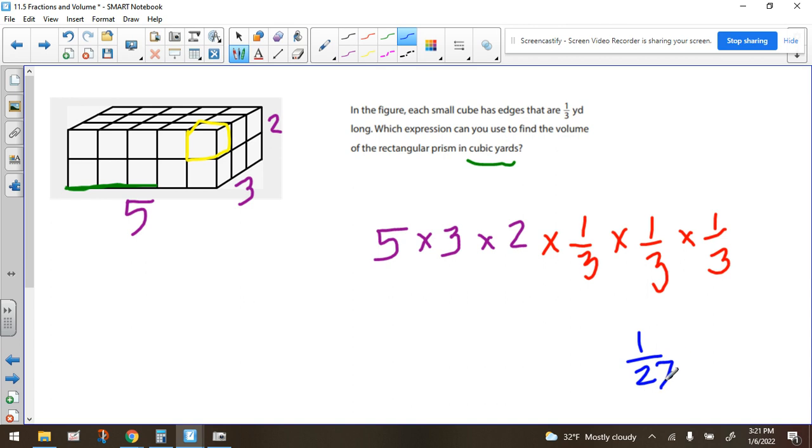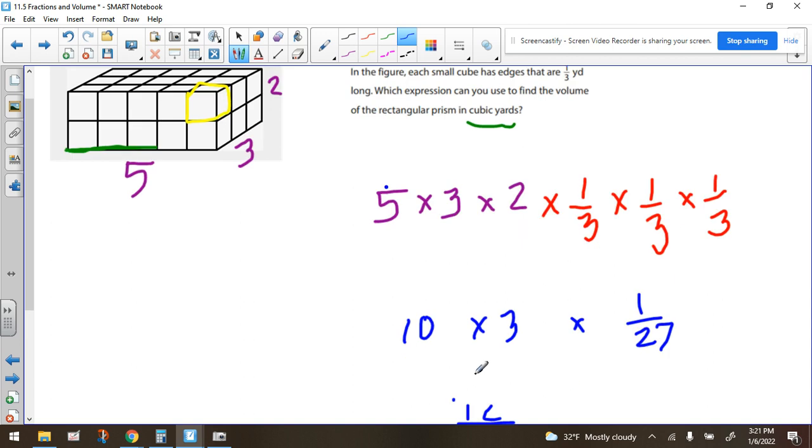So to finish this up, I would have to do 5 times 2 to get 10, and then multiply into 3, and I apologize that my phone is ringing. So this would be 30, right?